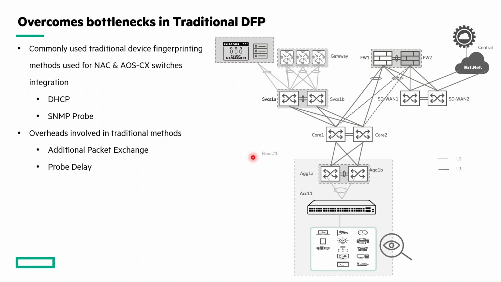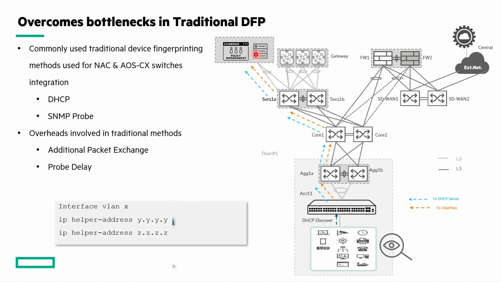So in case of DHCP based device fingerprinting, the DHCP discover packet from the clients every time must reach the NAC for fingerprinting, besides the dedicated DHCP server. So we will configure ClearPass as additional helper address apart from the dedicated DHCP server address, either in the access switch or in the core switch based on the network configuration. Hence, it creates additional DHCP packet forwarding to ClearPass.